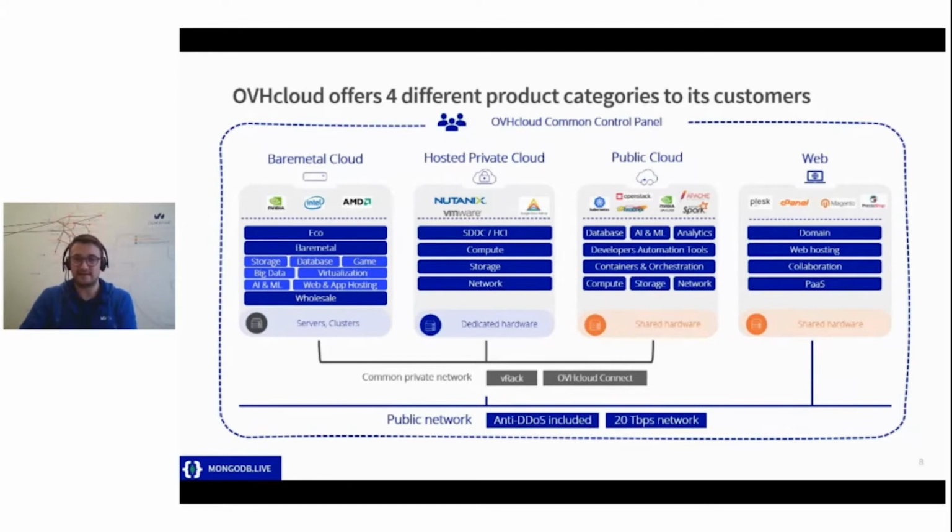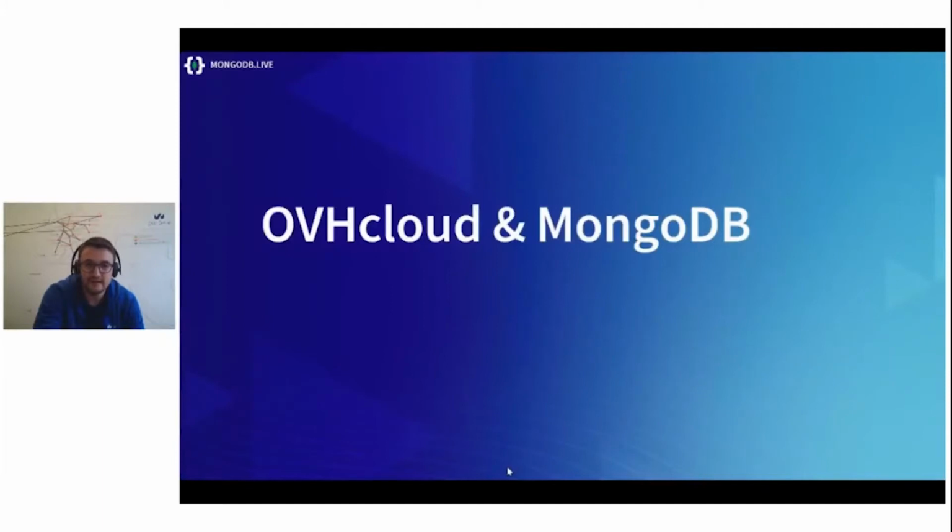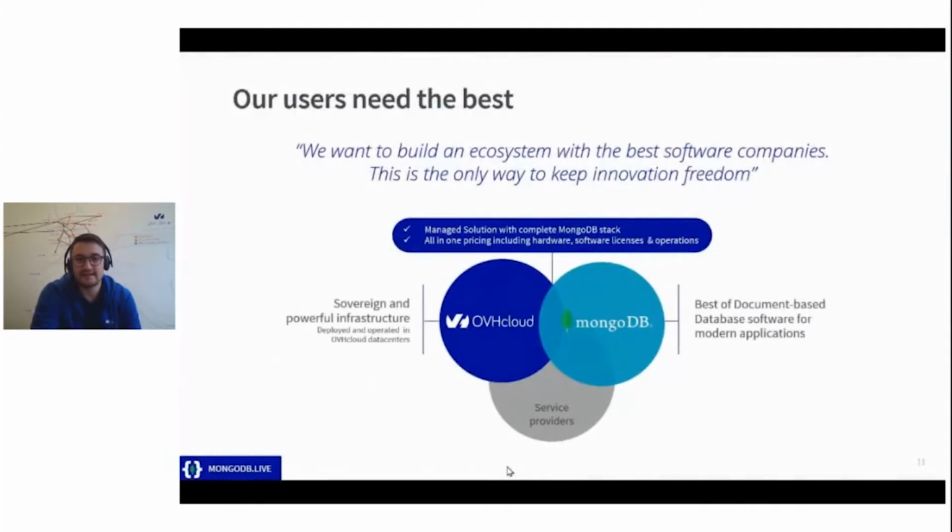One key element there is that we have a common private network linking the bare metal, hosted private and public cloud. That means that you can have bare metal servers linked to your public cloud instances and your hosted private cloud instances, guaranteeing that your data is not going over the public network, because that private network is a real physical private network, not only a logical one. On top of that, we also provide anti-DDoS systems, meaning that your business is always protected.